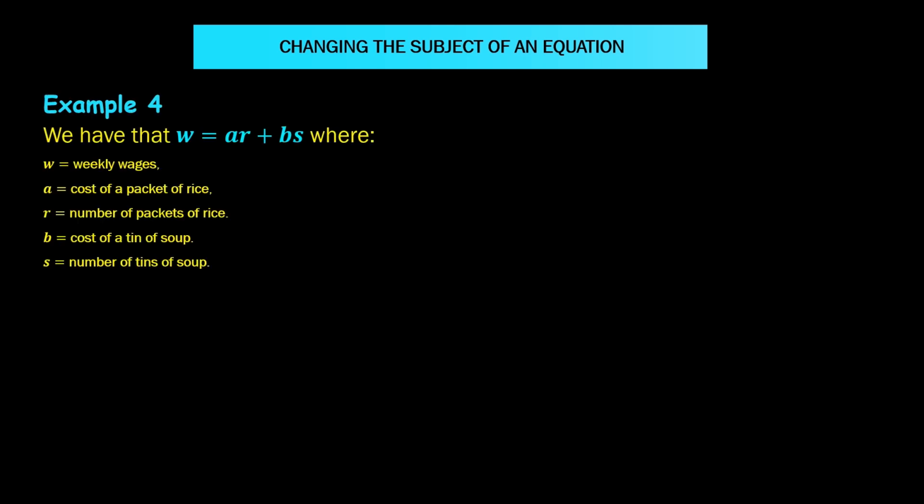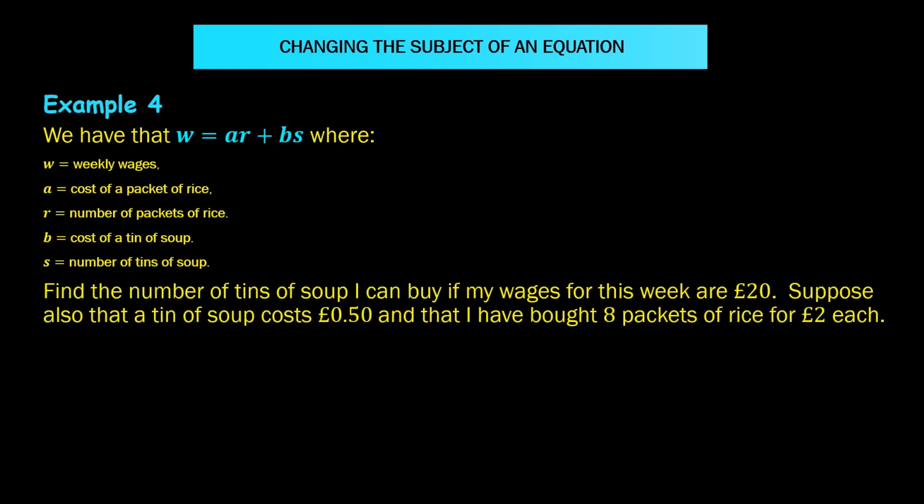Now let's see how we can apply these equations. Suppose we have this equation again, w equals ar plus bs. We are required to find the number of tins of soup I can buy if my wages for this week are £20. Suppose also that a tin of soup costs £0.50 and that I have bought 8 packets of rice for £2 each. So let's solve this.